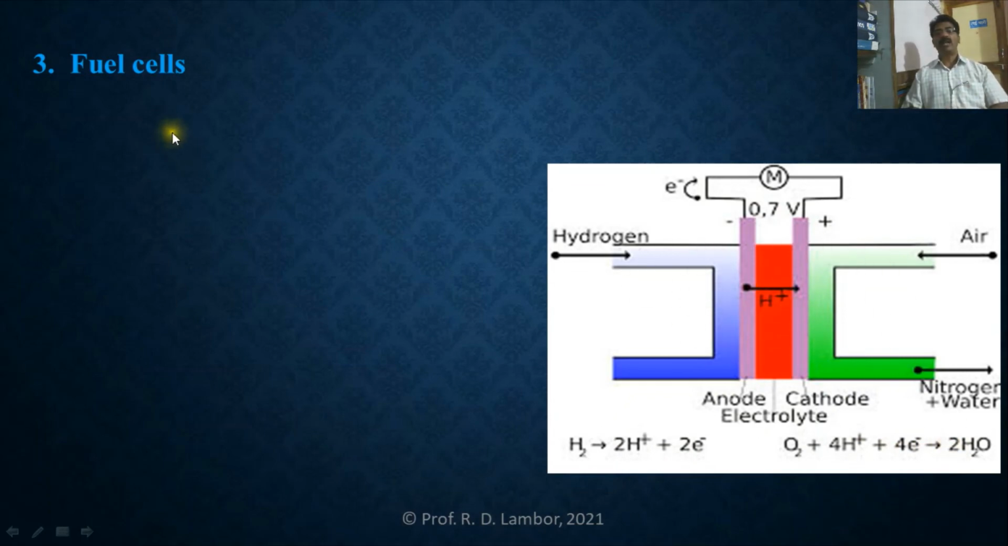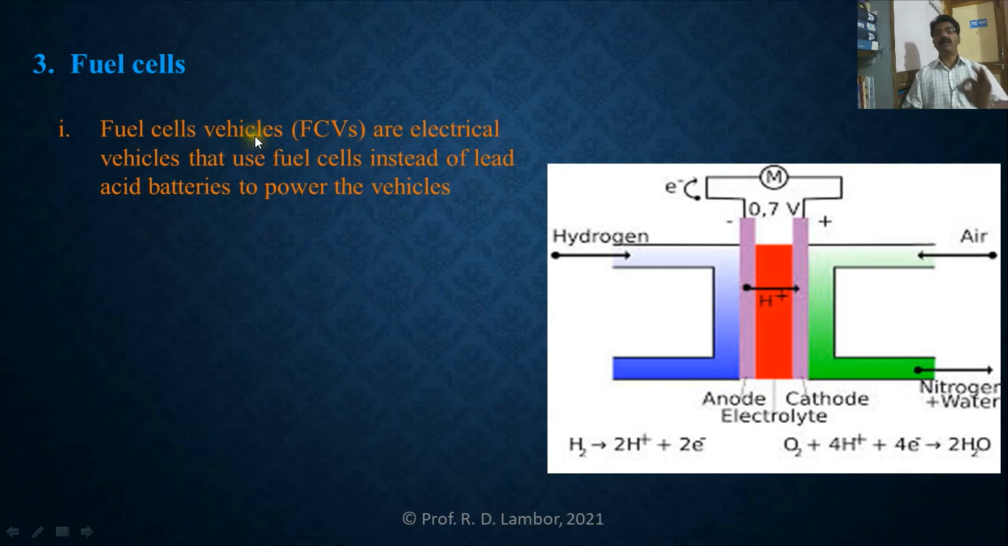Fuel cell vehicles are electrical vehicles that use fuel cells instead of lead acid batteries to power the vehicles. The electrical vehicles that exist now have lead acid batteries which are providing power to the vehicles. But this FCV, what is that? Fuel cell vehicles. In fuel cell vehicles, the electrical vehicles use fuel cells.